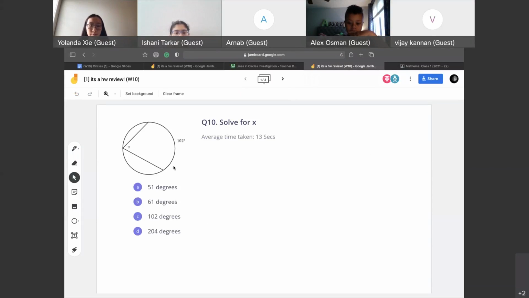So solve for x. X is an inscribed angle because its vertex is on the edge of the circle, as you can see here. And the measure of the inscribed angle is half of the arc that it covers. So the answer will be 51 degrees.